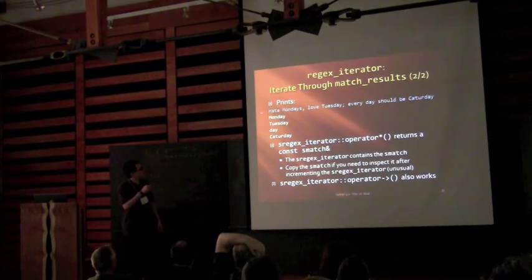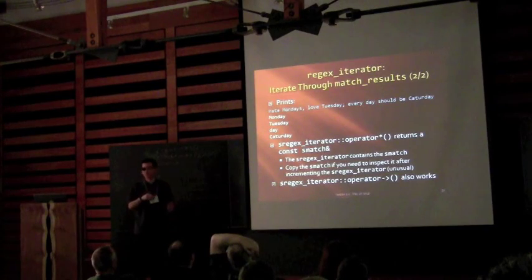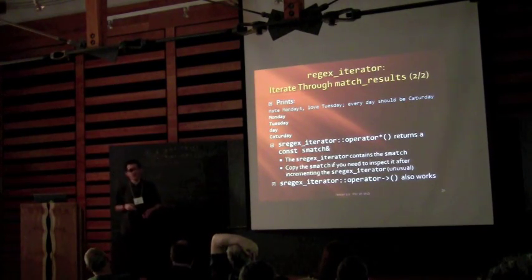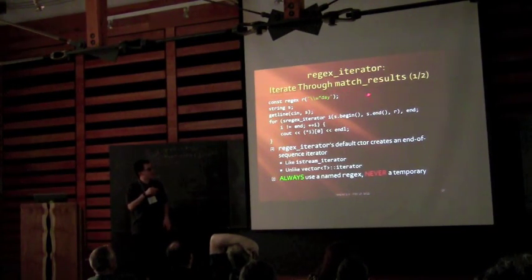Okay, so what does this print? If I feed in the text here that mentions a bunch of things, I will get Monday, Tuesday, day by itself, and then Caturday, because I was willing to accept zero or more alphanumeric characters. Note that my regex just described zero or more alphanumerics followed by day and then no other letters.